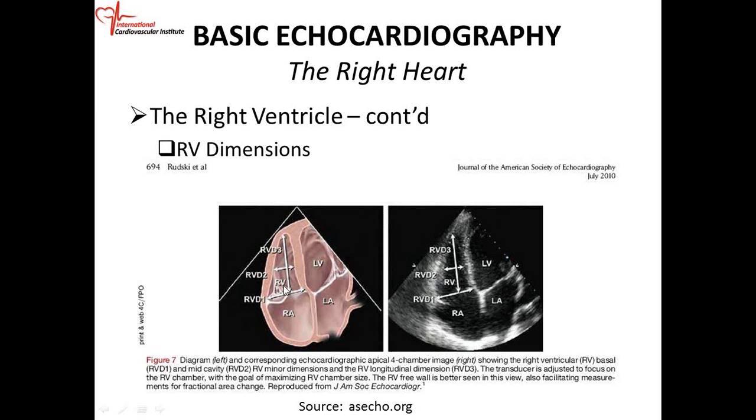The upper limit of the longitudinal dimension is 8.5, so you have to get greater than 8.5 to say you have RV enlargement. Again, it's an RV-focused view: you get your tricuspid valve plane, and then perpendicular to that, you go straight up to the apex of the heart. This is the longitudinal dimension, and this is the minor dimension at the base and the mid-cavitary level. Those are the measurements they expect you to do.